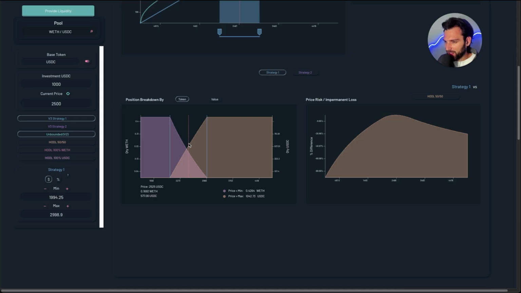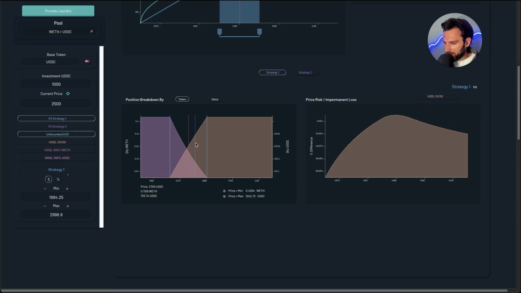So we start at $2,500 per ETH. And we go to the right side of it, because prices rise. So we start with 0.16 wrapped ETH. And the wrapped ETH value goes down slowly. And the USDC value goes up. Do you see that? So I know it's very, very small, but it is selling your ETH until at the top range, you're at 0 ETH and 1,042 USDC. So again, we start at $2,500 with around 0.16 Ethereum and 600 USDC in the pool.